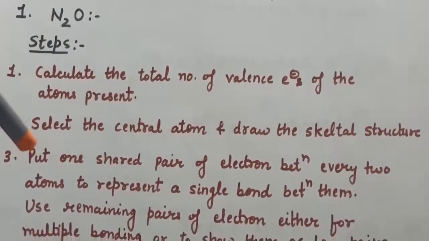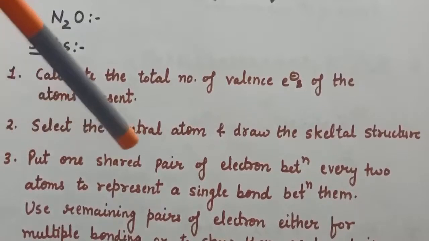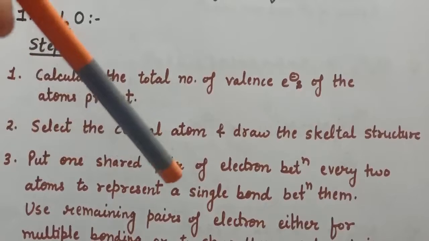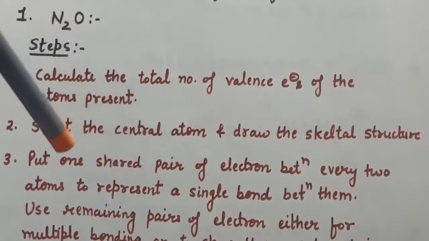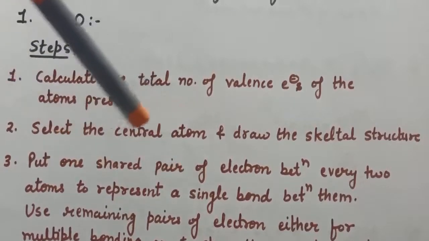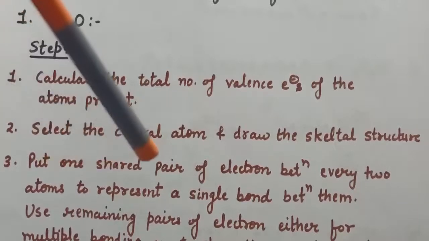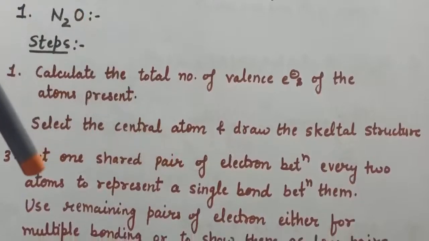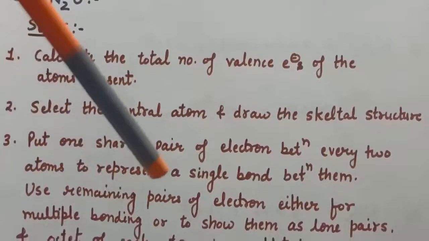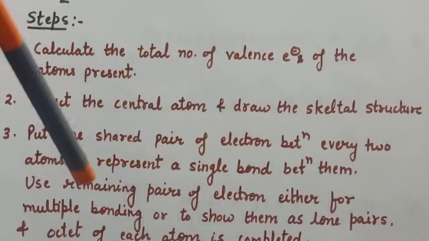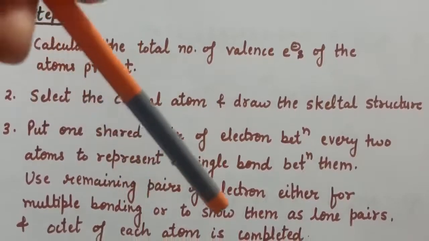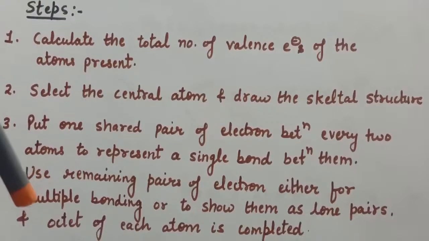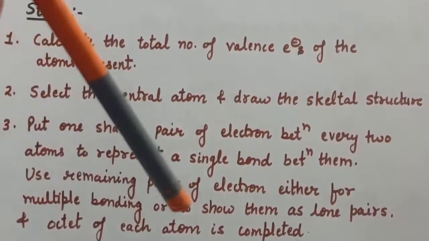After that, the third step is to put one shared pair of electrons between every 2 atoms to represent a single bond between them. So after drawing the skeletal structure, we place one pair of electrons between the 2 atoms to represent a single bond. And after that, use the remaining pairs of electrons either for multiple bonding or to show them as lone pairs, keeping in mind that the octet of each atom is completed.